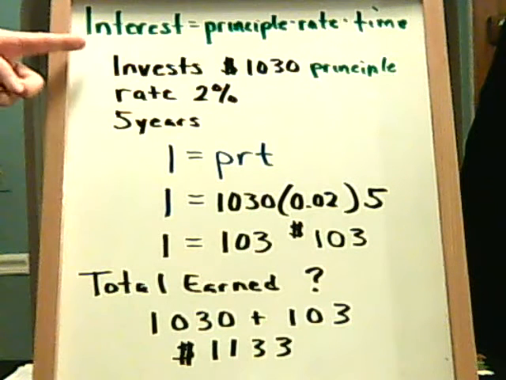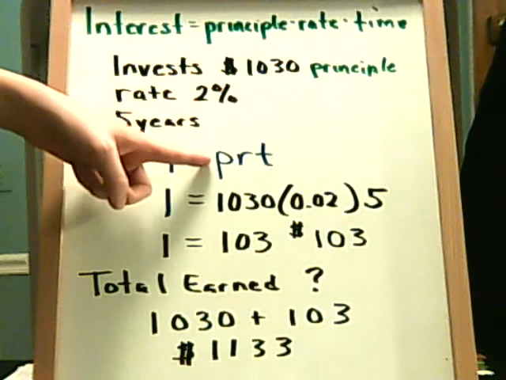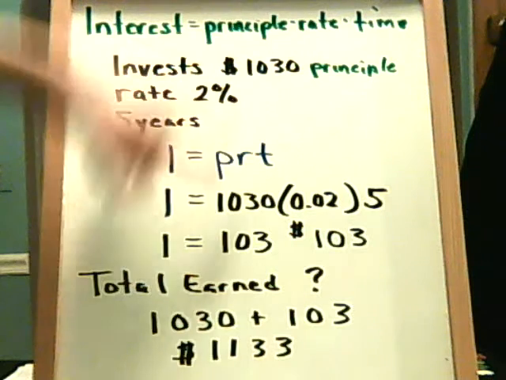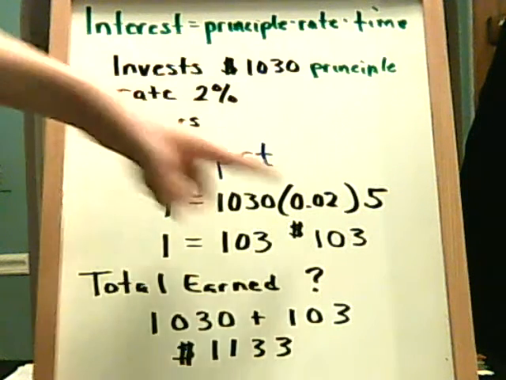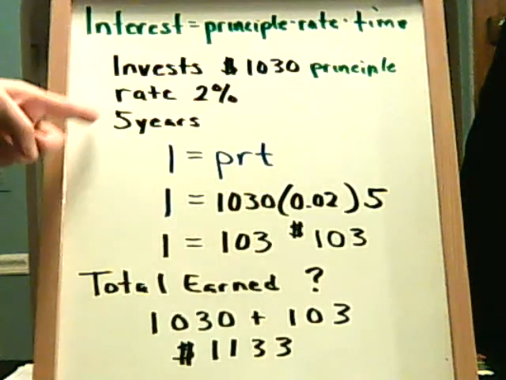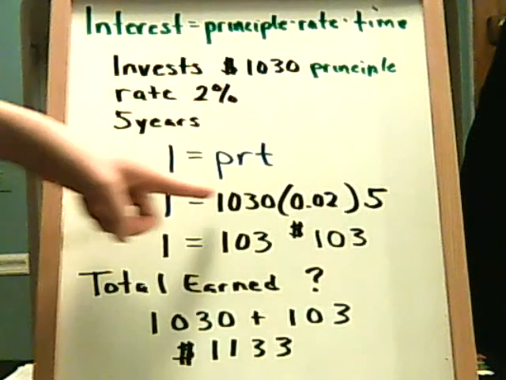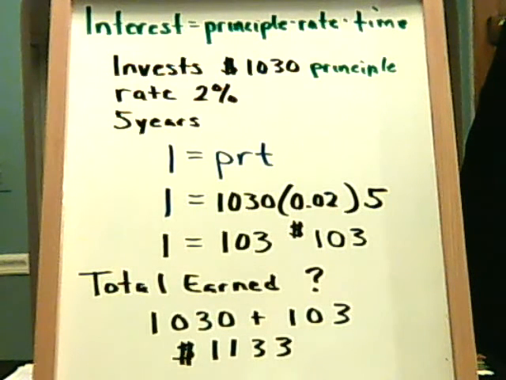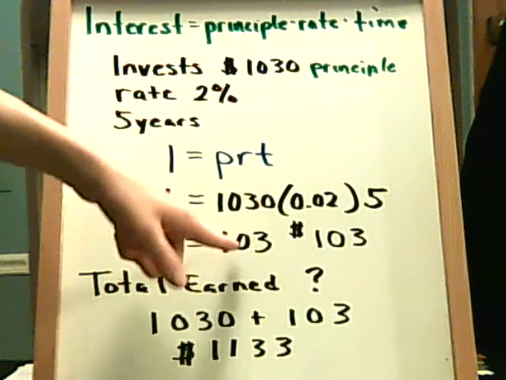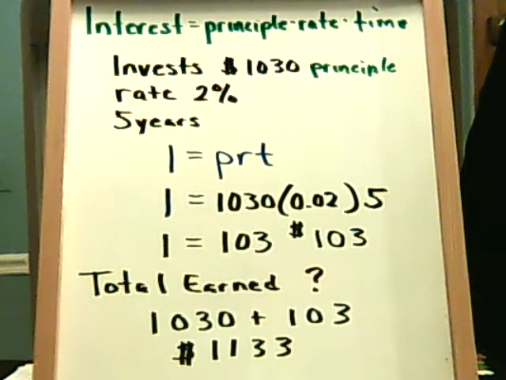Okay, so we simply plug the numbers in. For the principal, for P, we put 1030. For the rate, we put 0.02. For the years, we put 5. And then you multiply them all together, usually with a calculator, but if you have to do it by hand, you can do that. And you get I equals 103, which in this sense means $103. So for the first question, which is how much interest did he earn, the answer is 103.